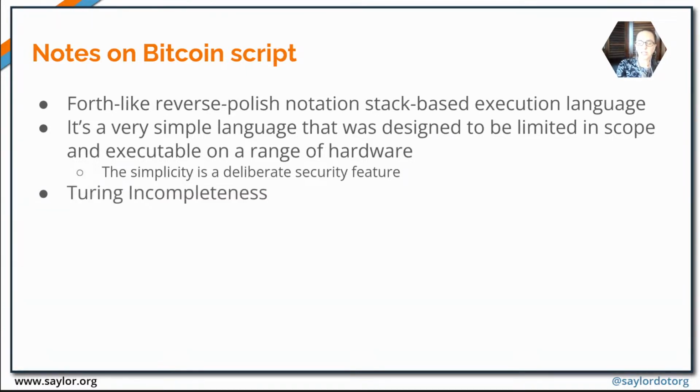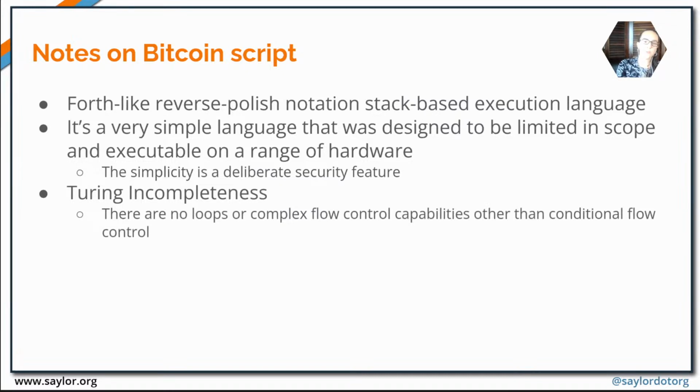All right, Turing incompleteness. There are no loops or complex flow control capabilities other than conditional flow control. That's all very computer sciencey. We can sum that up and say you're not going to do loops in Bitcoin. Bitcoin does have what you might call a smart contract. You can build all kinds of programs on top of Bitcoin using Bitcoin scripts, but you have to build them very differently than you would build something in Python. It's not blockchain based. So it's important to keep in mind the very specific rails that this stuff runs on.